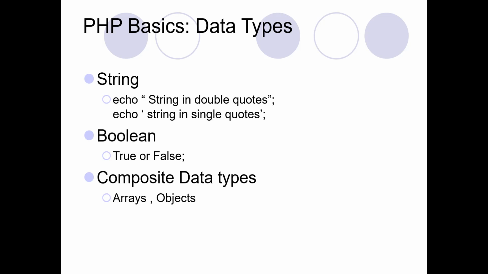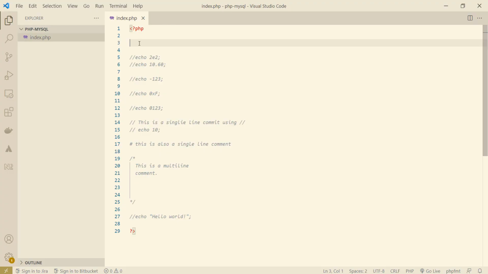Strings are sequences of characters that can be enclosed within double quotation marks or single quotation marks. The Boolean is a special data type in programming languages that can store either true or false, and the composite data types are arrays or objects. So let us see the string and Boolean data types in our script. I will add a double quoted string first.